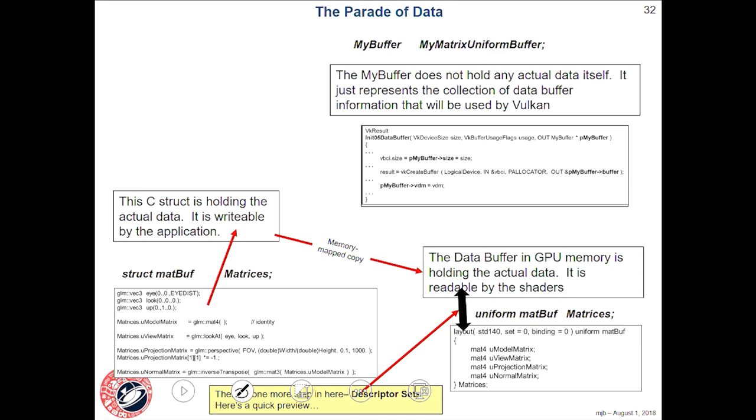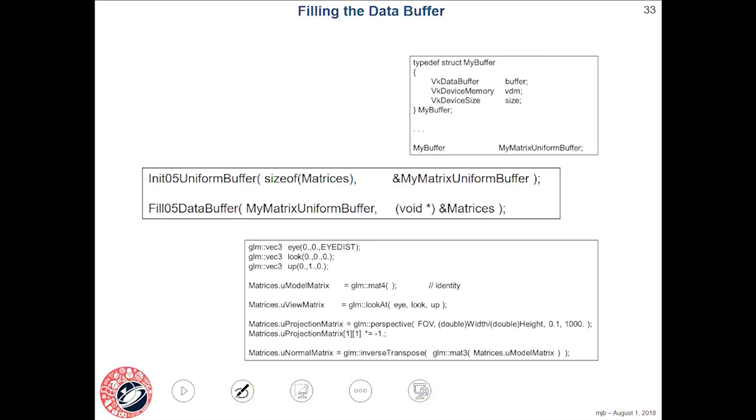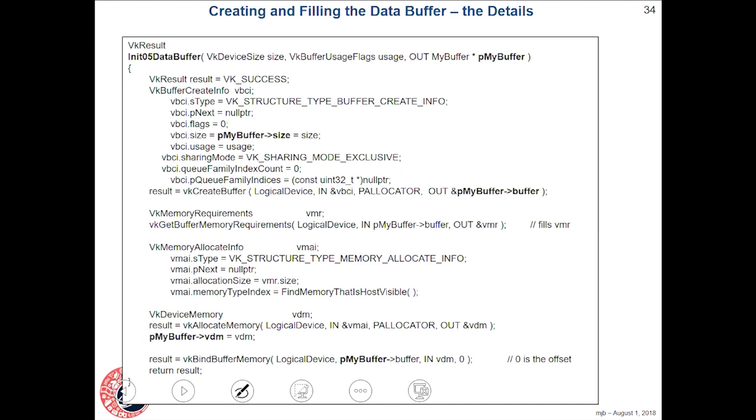All right, so parade of data: it starts in C, it ends up over in the shaders, or ends up in the GPU somewhere. All right, and well, filling the buffer, okay, we talked about the matrix, or the memory mapping. All right, this is the details of all the code, so all the pieces we saw before all fit in here, and this ends up with binding the memory buffer you created.